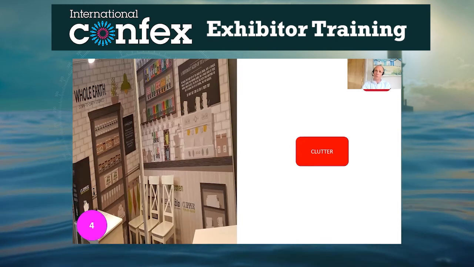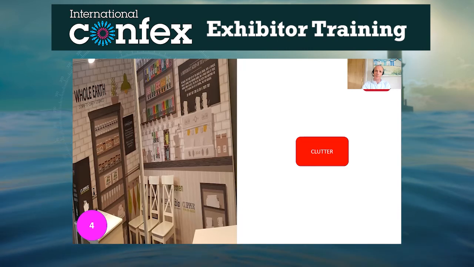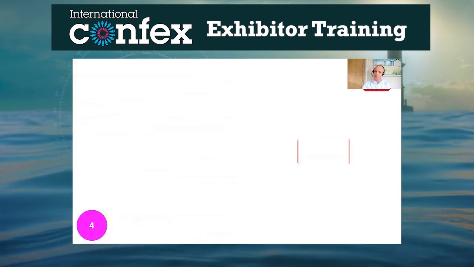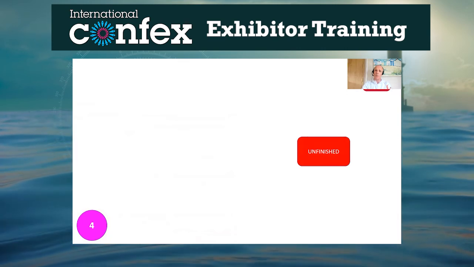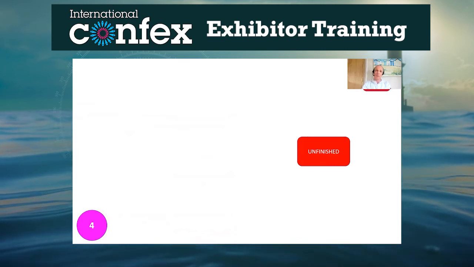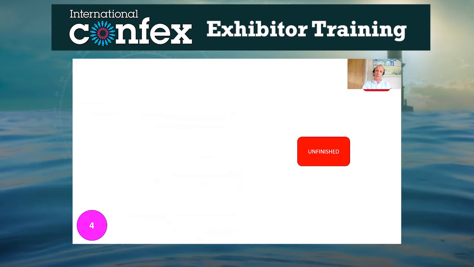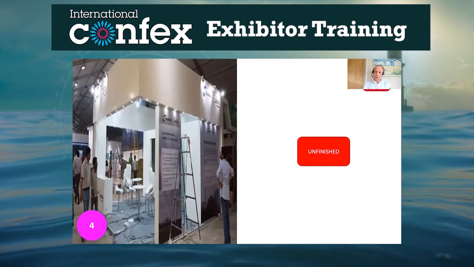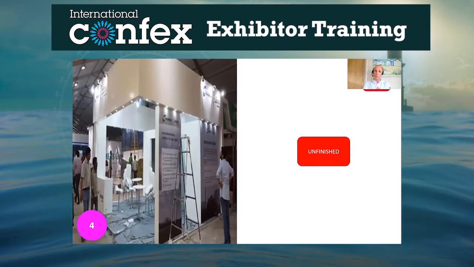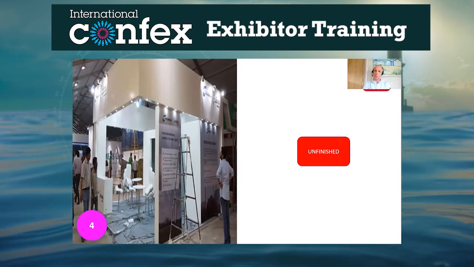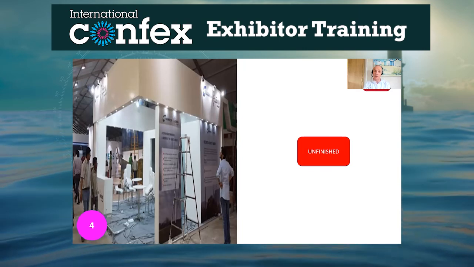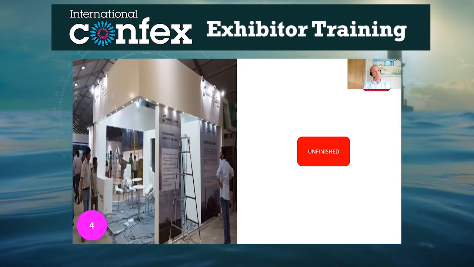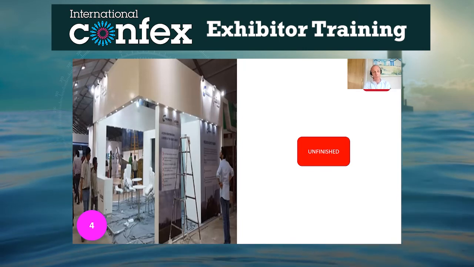We don't want to have too much clutter on the stand. The second area in terms of ineffective stand design we talk about is this unfinished look, where we're panicking to get our stand finished before the show opens. That doesn't work. Because if you think about it logically, the people who are queuing up at the front door of CONFEX are the people who are genuinely most interested. And if they come in and see a stand that's unfinished, it doesn't say good things about your business.